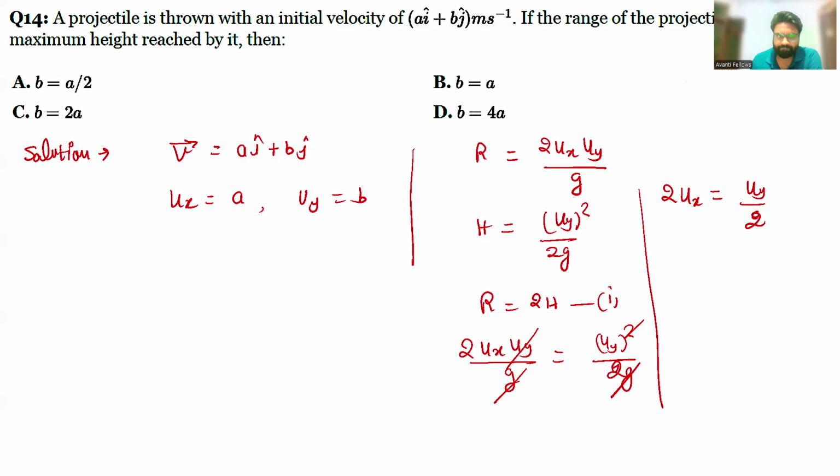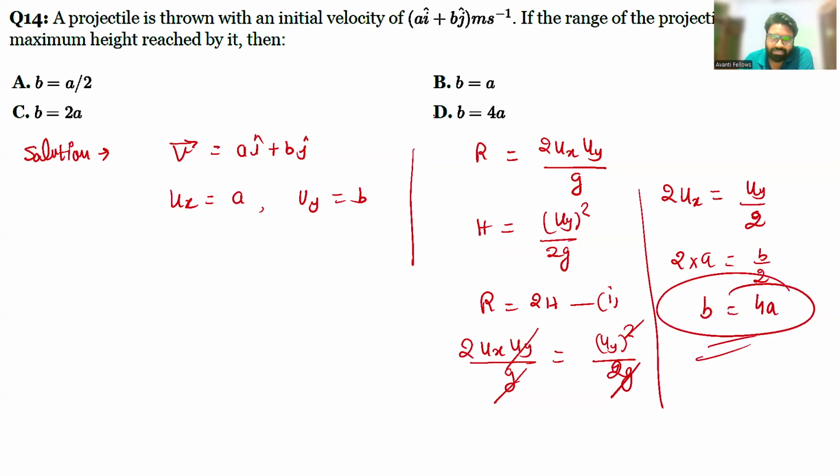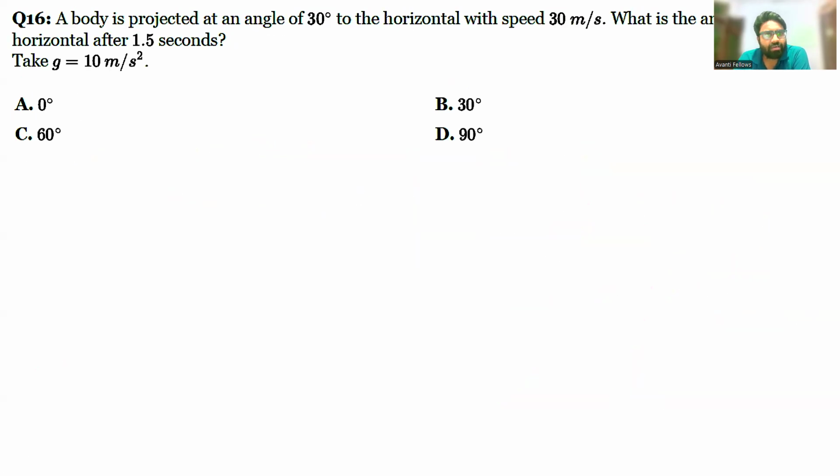Okay. Now, if you put the value of Ux and Uy from this equation, what will you have here? 2 times Ux, which means a, is equal to b by 2. So we can say that b is equal to 4a. This is the condition when range is twice the maximum height.